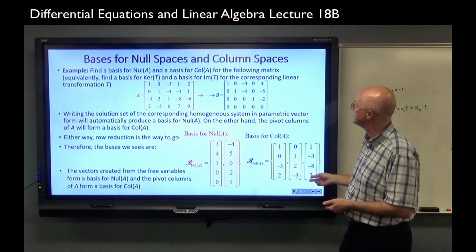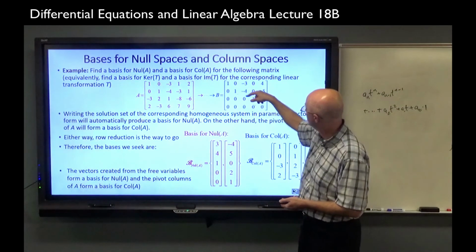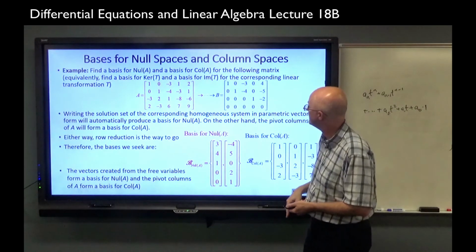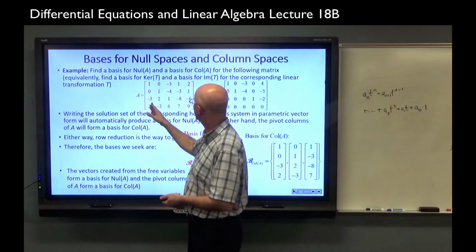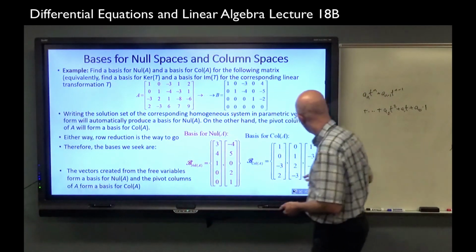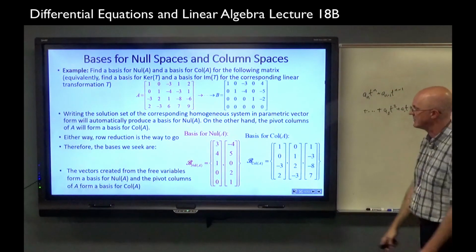And the pivot columns of the original matrix form a basis for the column space. The pivot columns correspond to pivots. They are in rows 1, 2, and 4 in the reduced row echelon form. Columns 1, 2, and 4 of A are what you see here, and they do form a basis for the column space. So I'm just adding that extra remark in there.